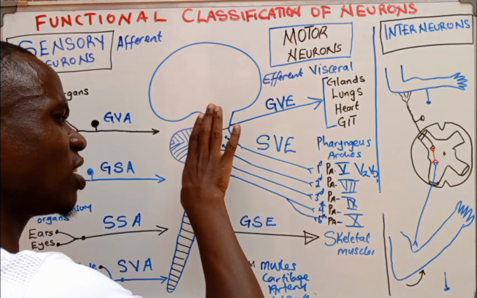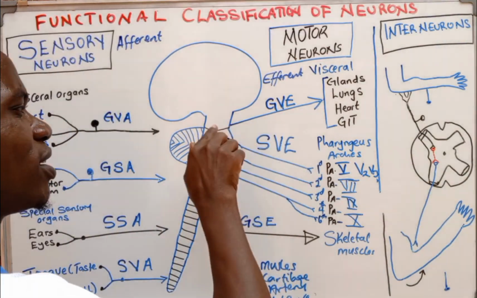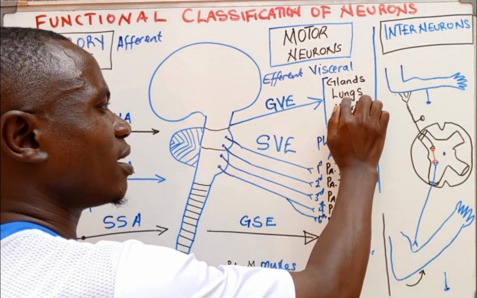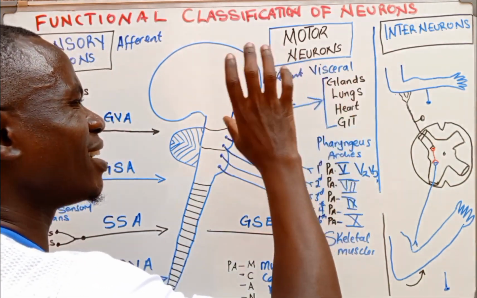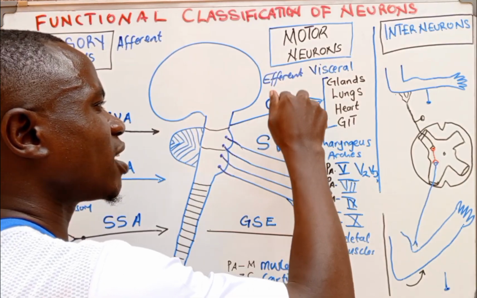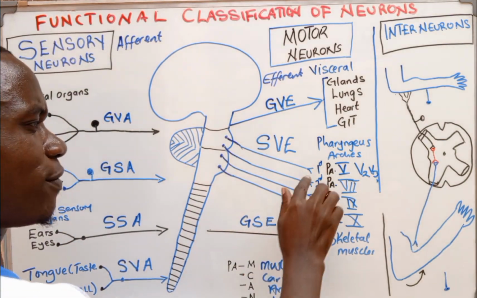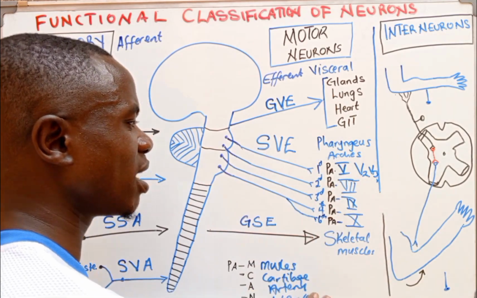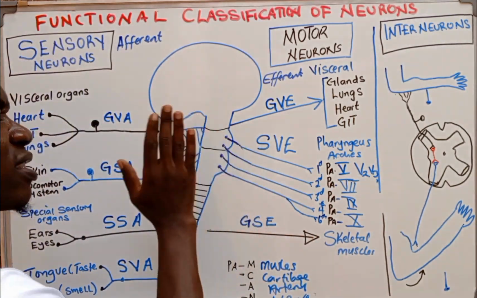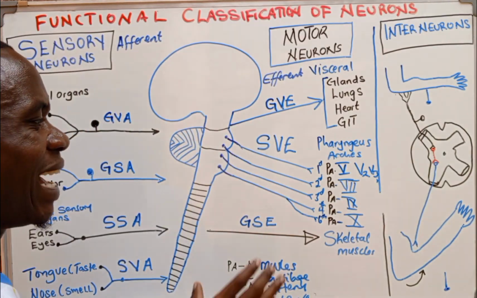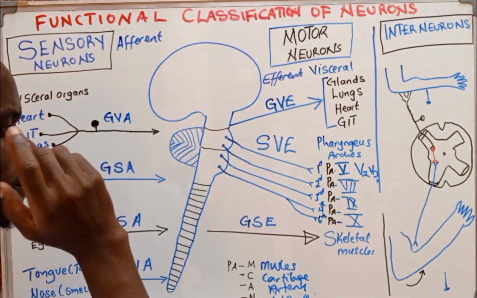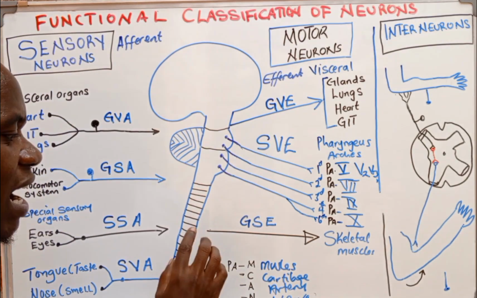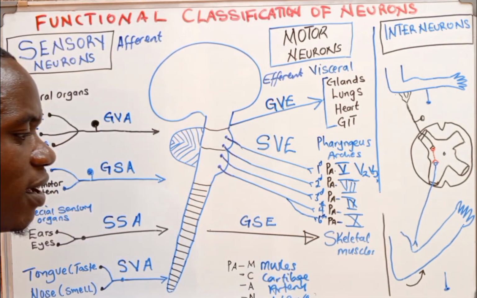we have said that the motor neurons carry information from the central nervous system to the effectors. So these fibers that pick the information from the central nervous system to the lungs, the glands, the heart, the GIT are what we call the general visceral efferent fibers. And again, we have said that for the case of the pharyngeal arches, we have a variety of them: pharyngeal arch 1, 2, 3, 4, and 6. We have special cranial nerves that supply each individual pharyngeal arch, and we call those fibers special visceral efferent fibers. And finally, we talked about the skeletal muscles having the general somatic efferent fibers.